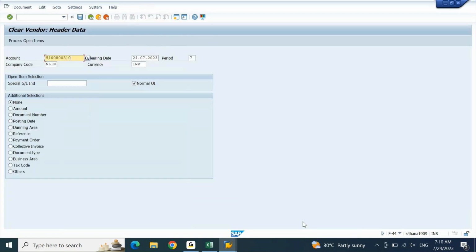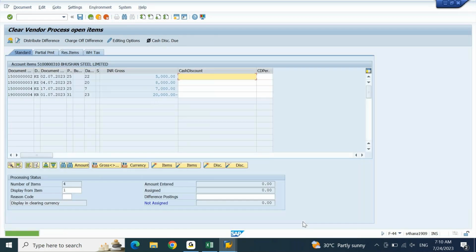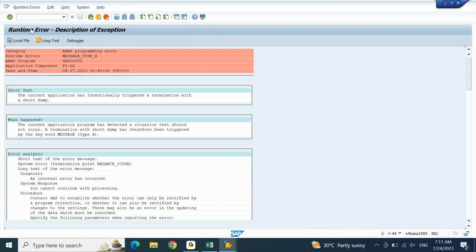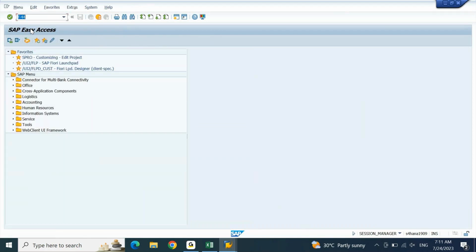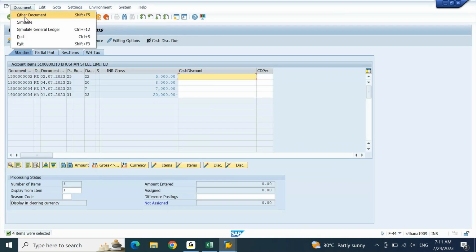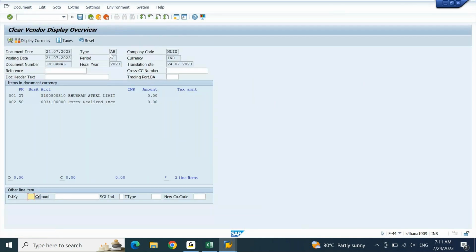F-44. If I change the currency, this is fine. Which document type is it taking? I think it is AB it is taking. Simulate, it is taking AB.